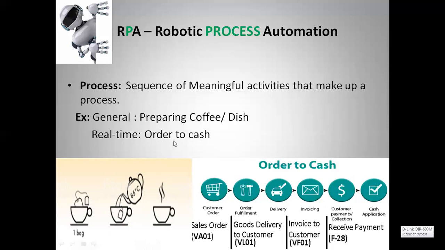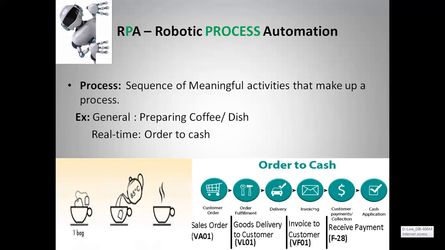In real time, order to cash is one of the key business processes in ERP business organizations, which involves a sequence of steps as you see here. So in Amazon or Flipkart, when we place an order, that is a purchase order for ourselves because we are purchasing it. And that will be a sales order for the organizations because they are selling it. So as and when we place an order, that will be created as a sales order in SAP systems using VA01 T code.